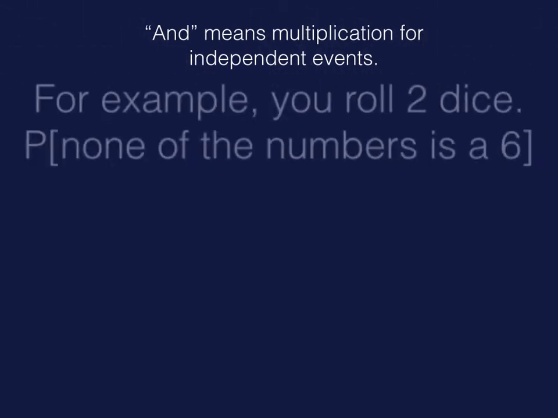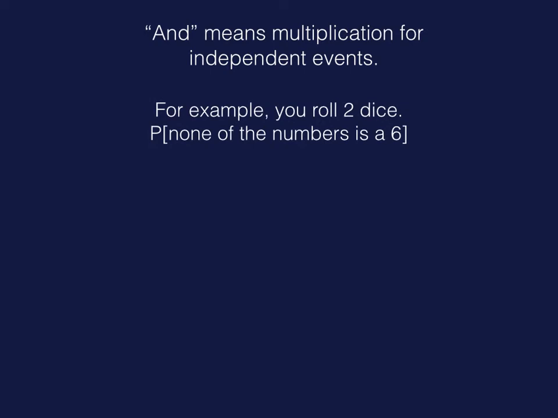Okay, and means multiplication. And particularly, we're going to focus on independent events. So independent events are things like flipping coins and rolling dice. We'll talk more about independence later and what that means specifically, but it means that if the first die I roll is a 6, it's not going to change the chance of the second die being a 6. The probabilities are the same no matter what happens in the past.